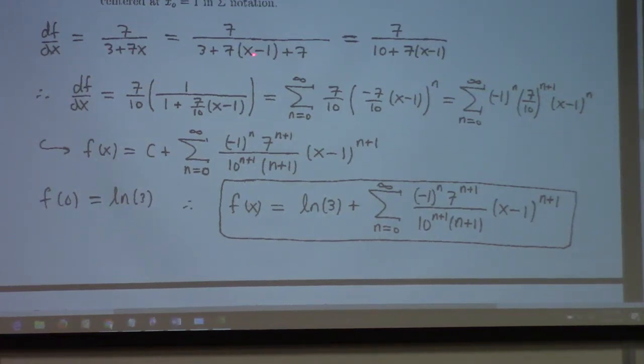I add and subtract 7 here to make the kind of thing I want, which is an x minus 1. And that gives me this, but then I have to factor out the 10 to create the 1. And so I've got 7/10, 1 over that. That's geometric, so I go to the geometric series result, clean things up. Now I've got a series for the derivative. And so then I integrate, and that gives me a series for the logarithm. But if we plug in f of 0, what should we get? Well, f of 0 should be log 3.